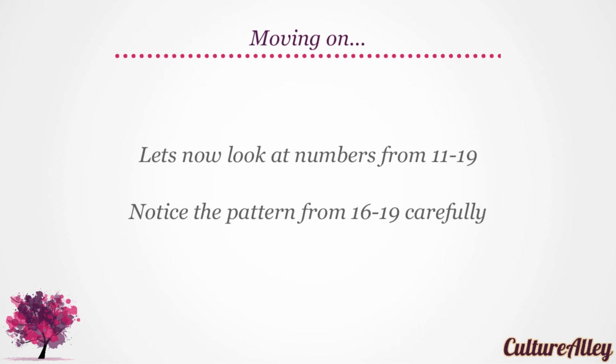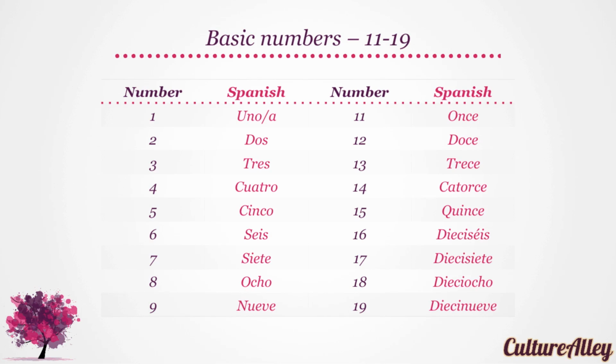Let's now look at numbers from 11 to 19. Notice the pattern from 16 to 19 carefully. 1 becomes uno or una, and 11 will become once. Try saying that. Once. Great. 2 is dos, and 12 is doce. Say that, please. Doce.